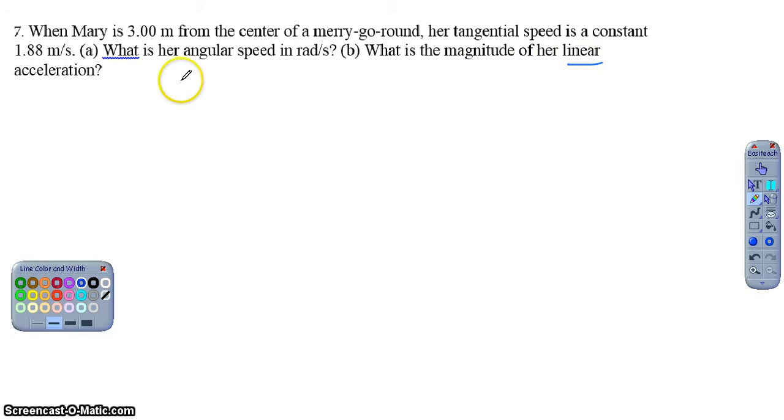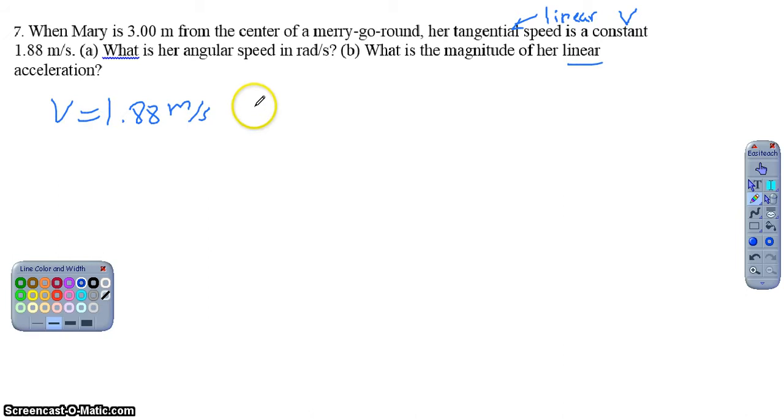Okay, so a couple things. Basically, with this problem, make sure you're good with the terminology. Keep in mind that tangential means the same thing as linear. So when they ask us for her tangential velocity, we're looking for her linear velocity, which is our v, our good old traditional velocity that we're used to. So her tangential velocity is 1.88 meters per second.